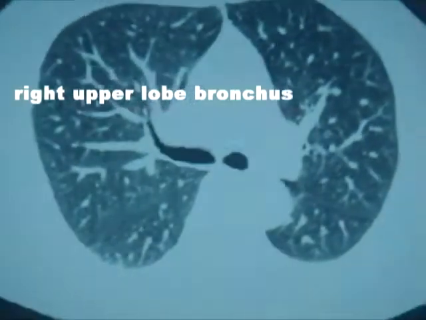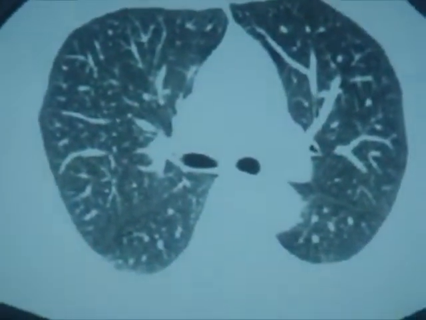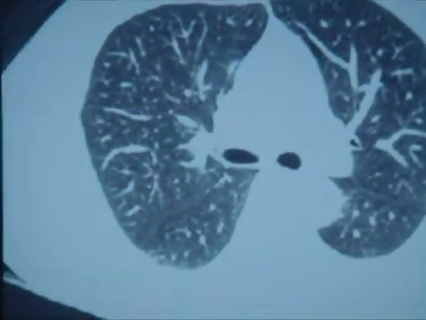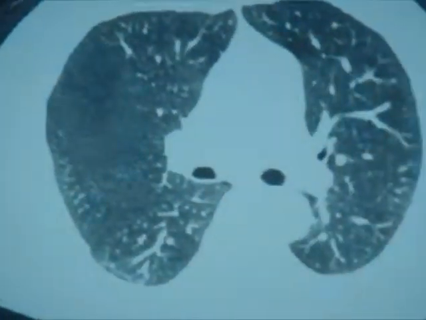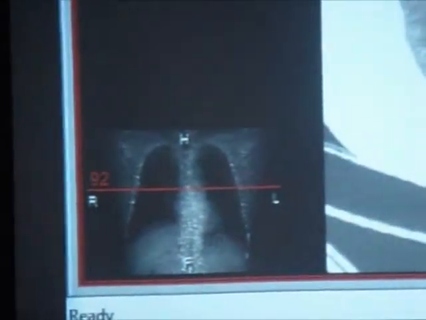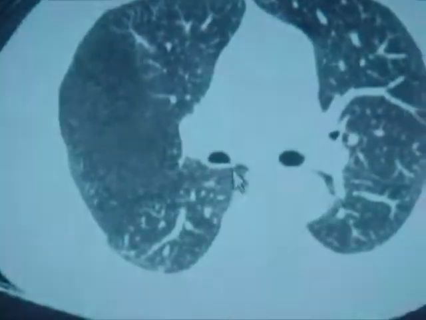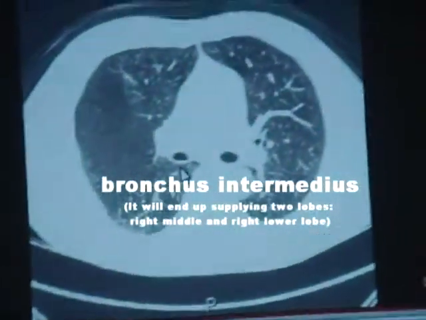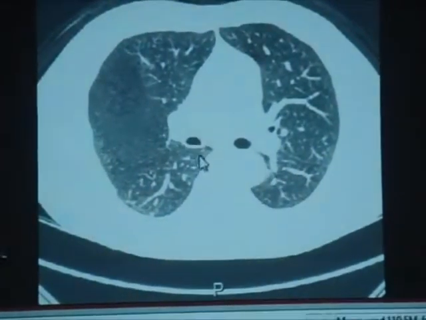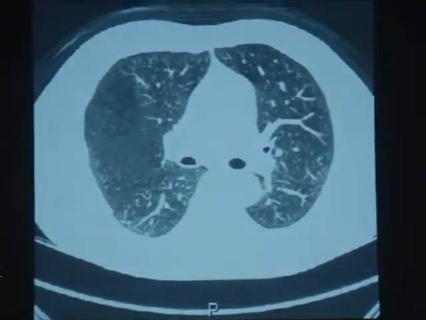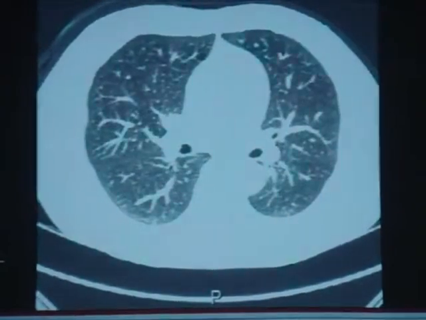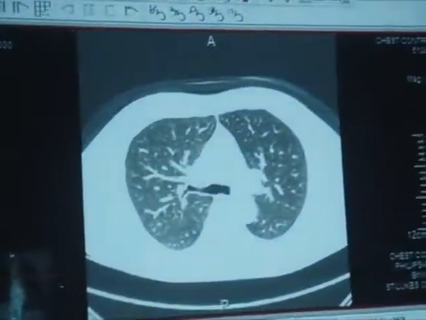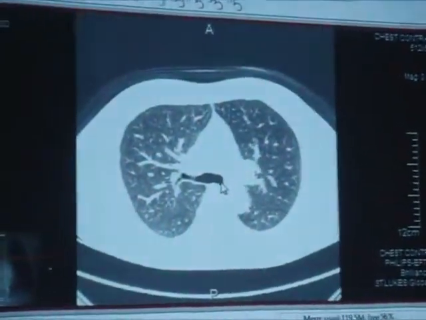Right upper lobe bronchus, and immediately after the right upper lobe bronchus has been given out, this is much smaller than this because this would end up supplying only two lobes now, the right middle lobe and the right lower lobe. So this is the bronchus intermedius. And let's follow the right. See, it further subdivides. So let's follow this one.